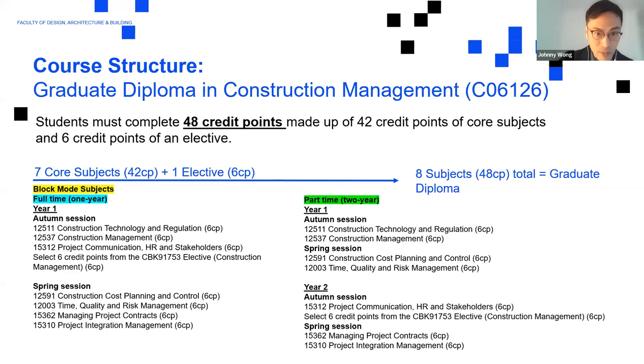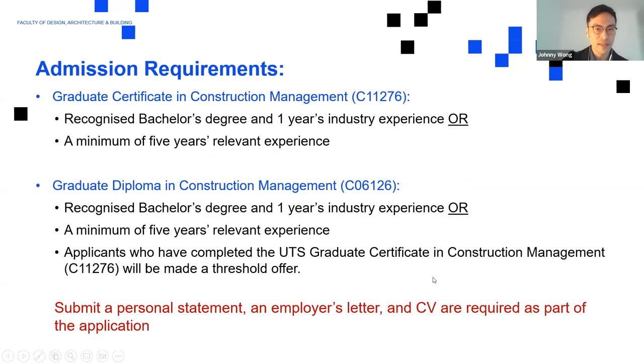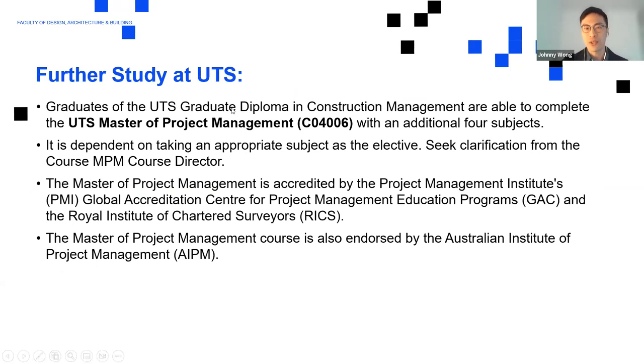So diploma is better. After diploma, can we continue for bachelor as well? But diploma is definitely better. I would suggest that after you complete your diploma, you continue to do other postgraduate study, for example project management, as I mentioned in the slide here. After you finish the graduate diploma in construction management, you can complete another postgraduate program, which is the UTS Master of Project Management with additional four subjects only. Four subjects means two semesters for both of the students.